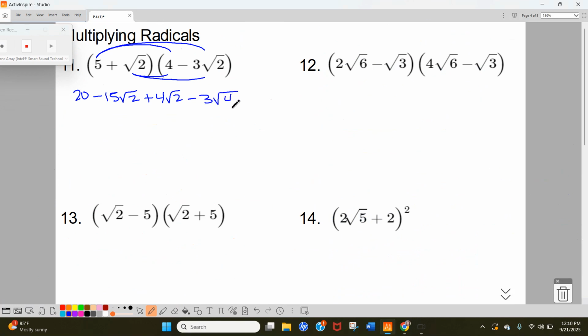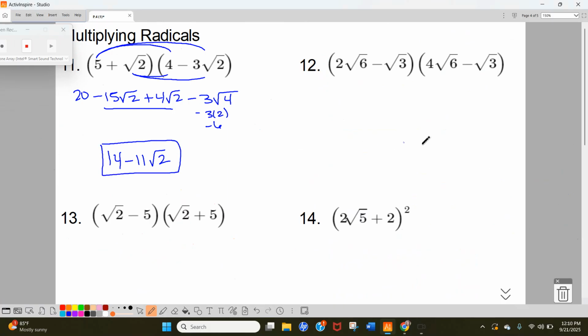All right, on a tech test, you may want to take your time showing your work. For me on Math Excel, I'm okay if you look at this and say this is really negative 3 times 2, so negative 6. So if I put this negative 6 with this 20, that's 14. And then I can combine these. It's negative 11 root 2. So this is my final answer.